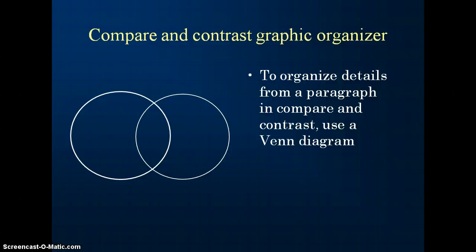A graphic organizer that can often be used to set up a compare and contrast text structure would be the famous Venn diagram, the two interlocking circles, where you would show your differences on the left and the right, and your similarities would be in the middle where the circles intersect or interlock.